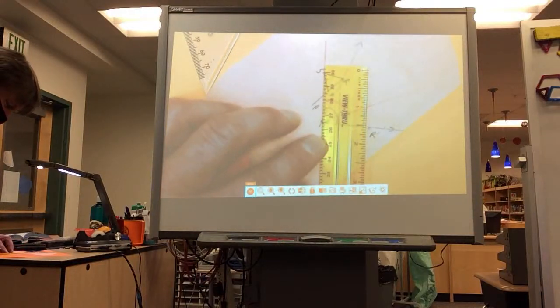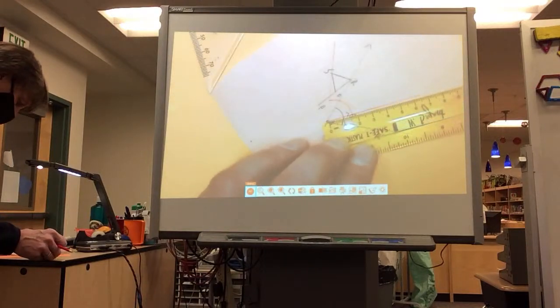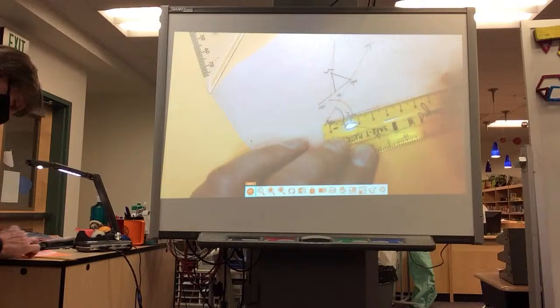The thing about this drawing, with my kids, my classes, is that it's not about the math, it's about learning how to sequence and problem solve.